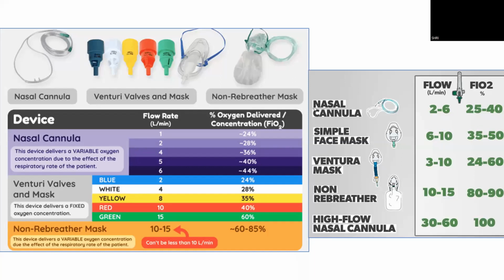I'm repeating that one. If you're going to apply a nasal cannula, you can give a rate of 1 to 4. And if you're going to apply a simple face mask, it is 5 to 10 liters per minute. Not less than that, or not more than 10, because there's no point in giving more than 10 liters per minute through a face mask. If you're going to give more than 10, definitely you need a non-rebreathing face mask, whose usual flow rate is 10 to 15.